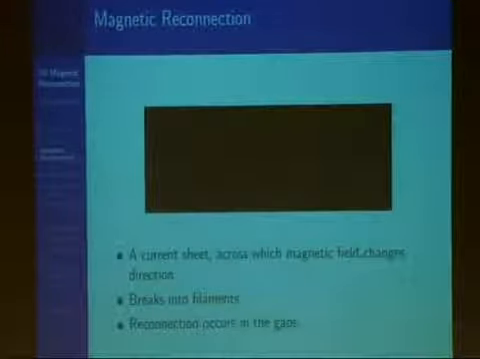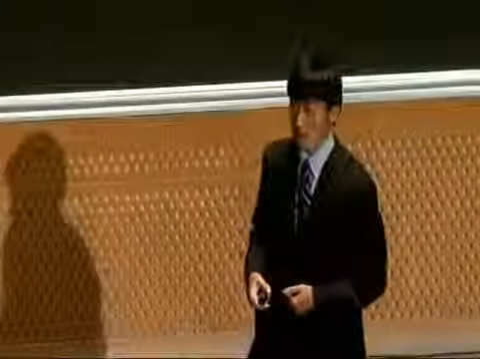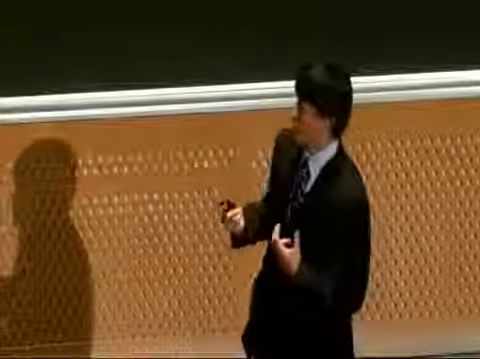Okay, so my study focused on a certain phenomenon in plasma called magnetic reconnection. And basically what happens in plasma is that there's this current sheet across the plasma, and across the two sides of the current sheet, the magnetic field changes direction. And when the reconnection process occurs, this current sheet breaks into bar-shaped filaments. And the reconnection occurs in the gaps. And in this, you can see reconnection happening here with the field lines coming toward each other. And the filament would be here and here, and the reconnection is occurring there.